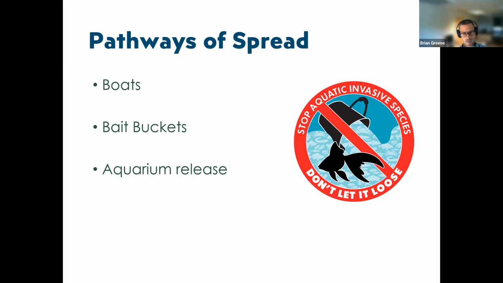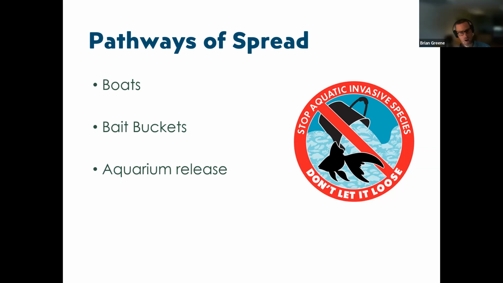Bait buckets are another one. When anglers go fishing, they can collect bait or buy bait from a store, and when they're done, if they dump that into a lake, that can have a negative impact. So you're not supposed to do that. Give that bait to another angler and let them use it, or take it up and dispose of it properly on the land, in a trash container or far upland, so it doesn't get there.